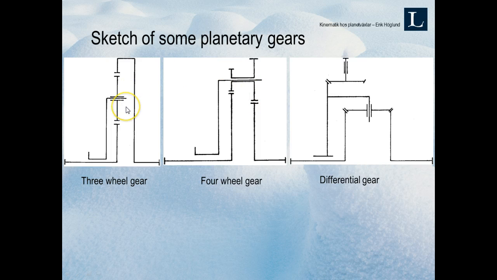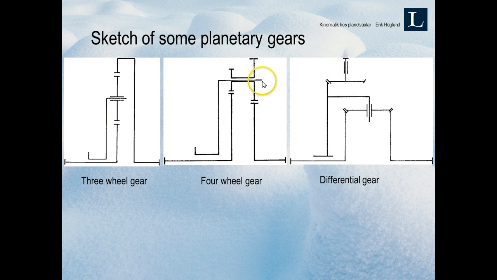If you draw a sketch of planetary gears, they will very often look like this. This is a 3-wheel gear. We have the inner sun wheel, the outer sun wheel, and the planetary wheel. And you may have a number of these, but in this sketch you only draw one of them to explain the design of it.